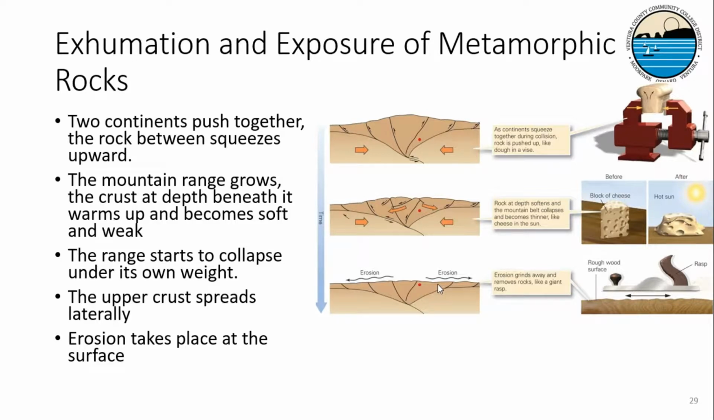plays into the rock cycle. So imagine that we have these continents that push together and squeeze the rock up, and it brings rocks that were buried very deeply below the surface up to the surface. Rocks at depth become softened. The example that I found here is to imagine it being like a block of cheese and how it melts in the sun. And then, of course, once we have metamorphic rocks at the surface, other processes can take place, like erosion.